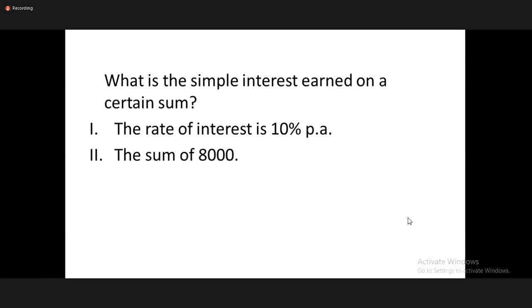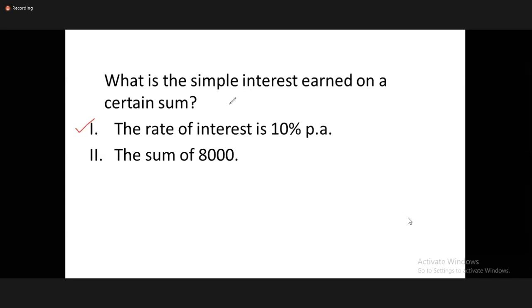Mark 1 again. Every answer is coming up. Okay, guys, nice, very good. People who are saying option 4, mark 4, they are right. Why? Simple. What is the simple interest earned on a certain sum?